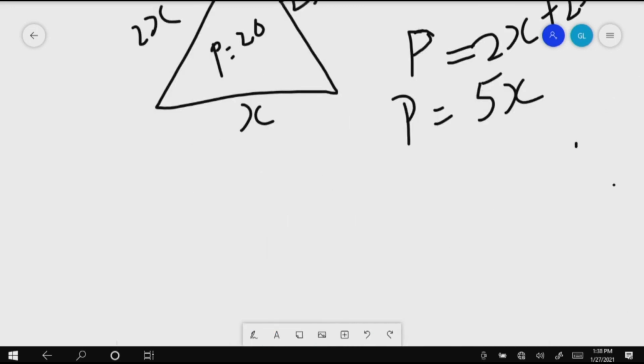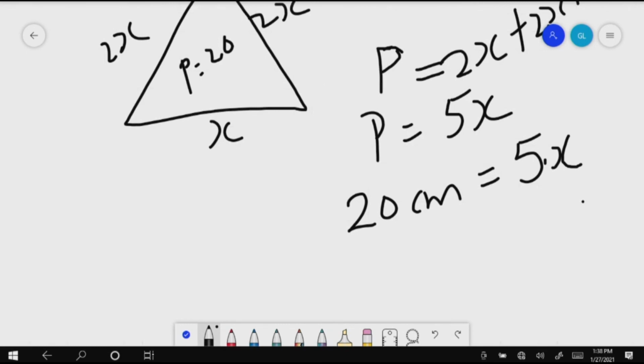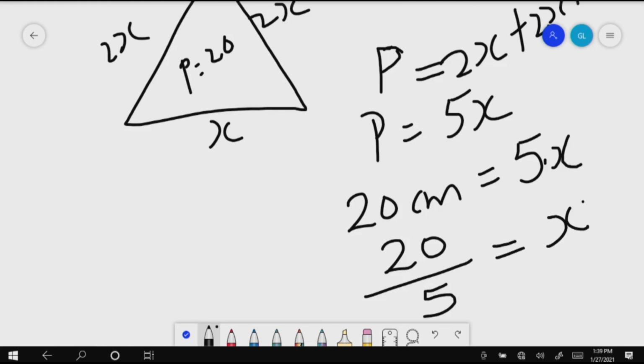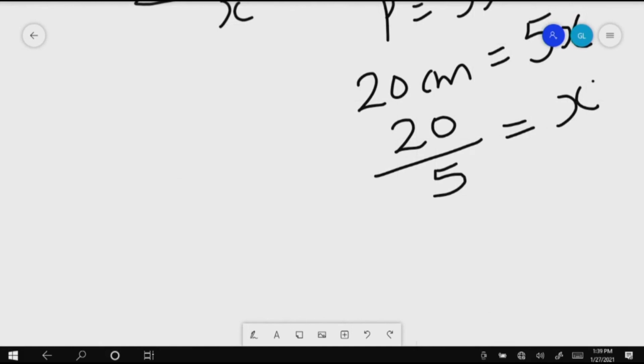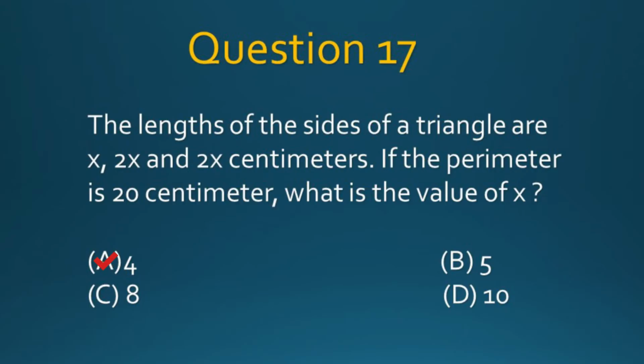But they give us the perimeter. The perimeter is 20 cm. If 20 cm is equal to 5x, which is the sum of the sides of the triangle, therefore, the value of x would have been 20, which is the perimeter, divided by 5, which is the sum of the sides of the triangle, to give us the unknown value of x, where x is equal to 4 cm. So the value of x in this question would have been 4, which is A.